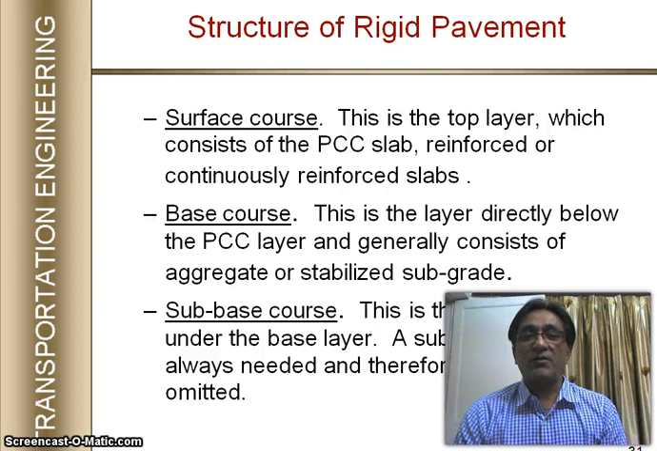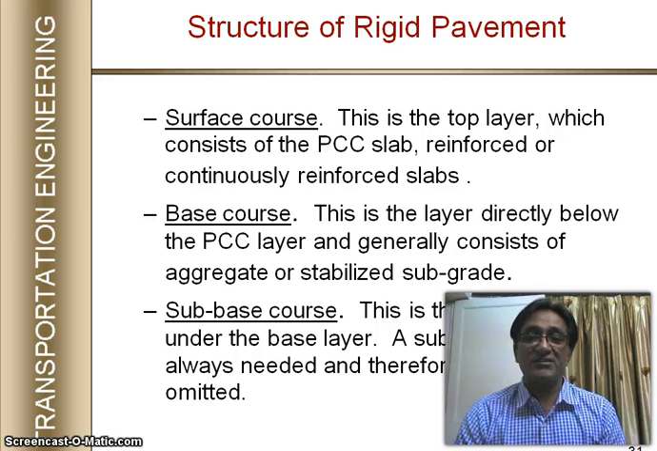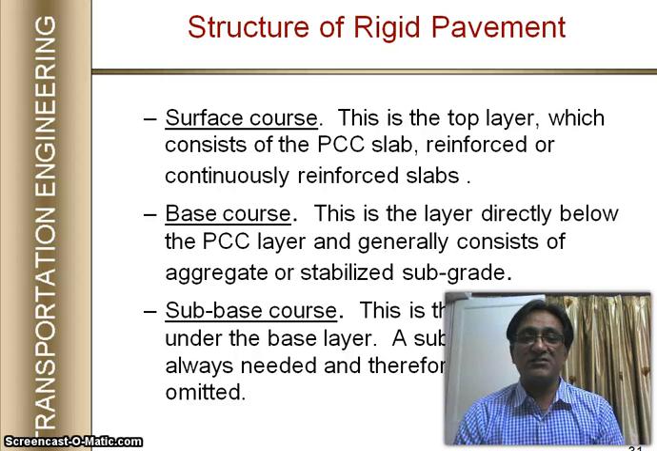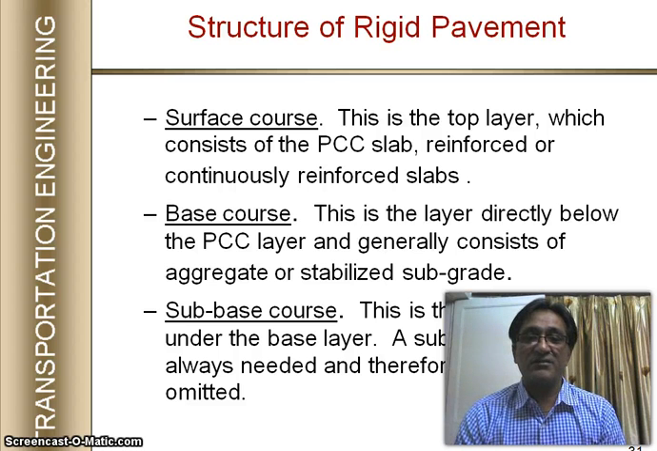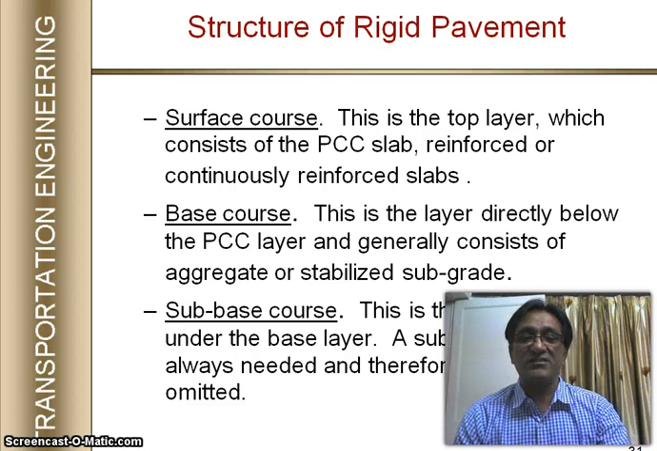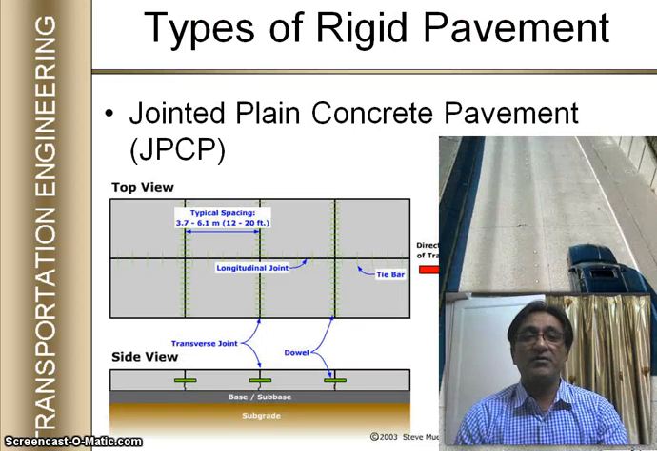The structure of the rigid pavement. Surface course: this is the top layer, which consists of the PCC slab, reinforced or continuously reinforced slab. Base course: this is the layer directly below the PCC layer and generally consists of aggregate or stabilized subgrade. Subbase course: this is the layer under the base layer. A subbase is not always needed and therefore may often be omitted.